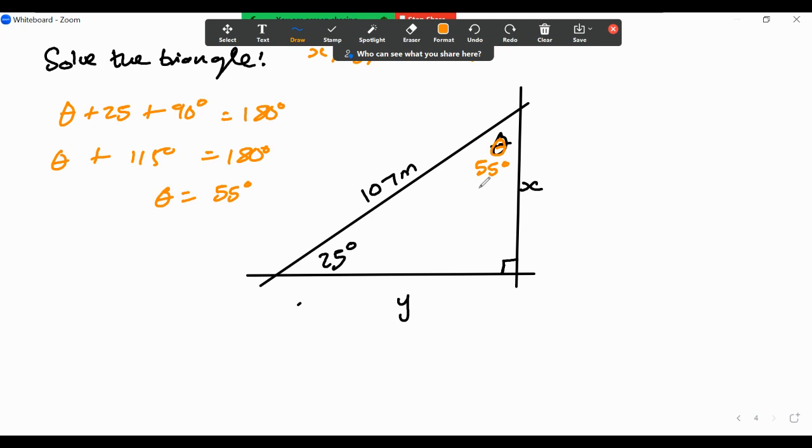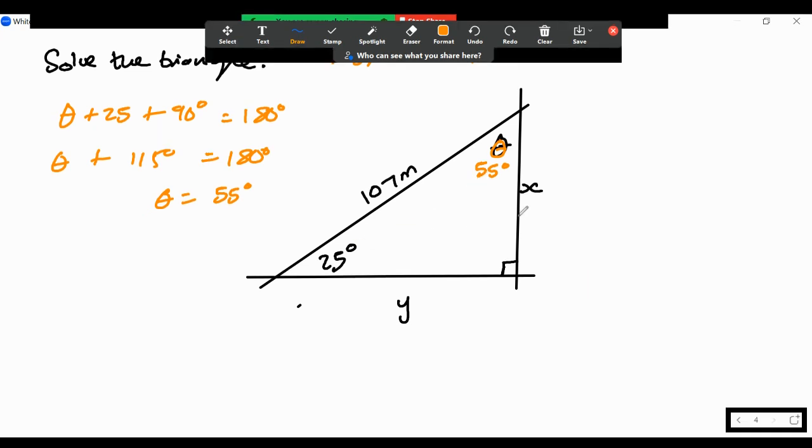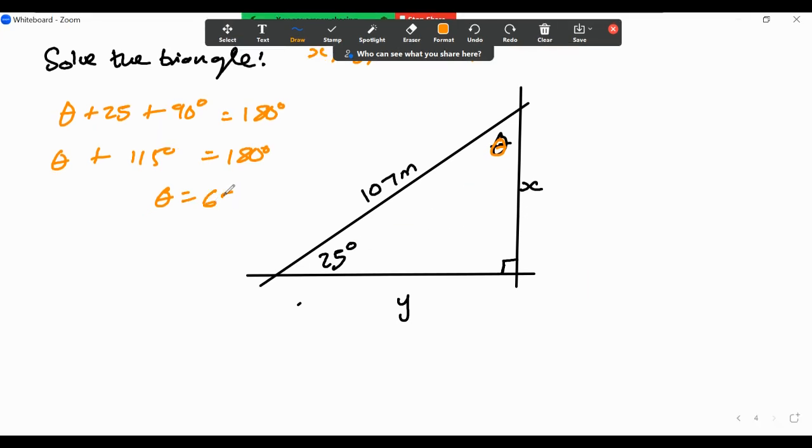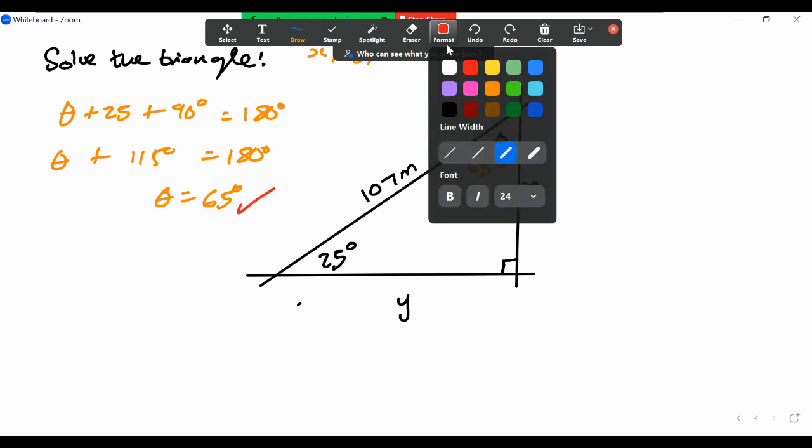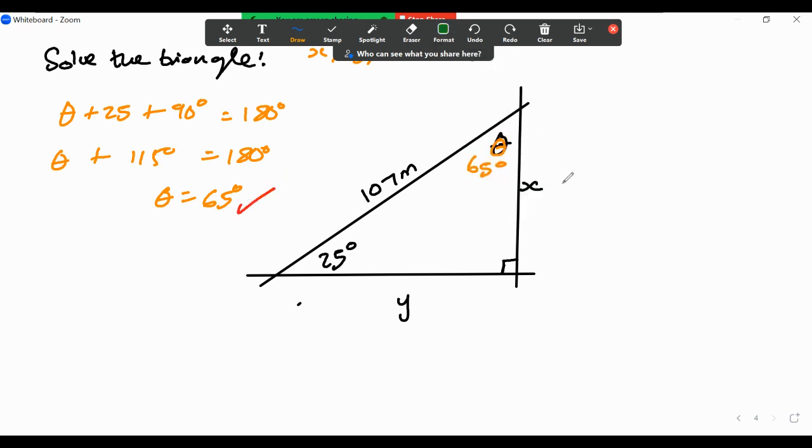Just double check that. What is 55 plus 25? That's 80. All right, I can't count. It's going to be 65 degrees. That's 65 degrees. 65 plus 25 is 90. Plus 90 is 180. Right? Okay, next part. I've now found theta. Done. Let's have a look at finding one of the others.